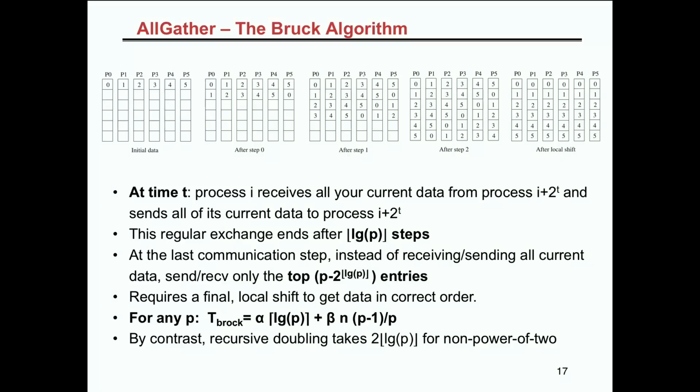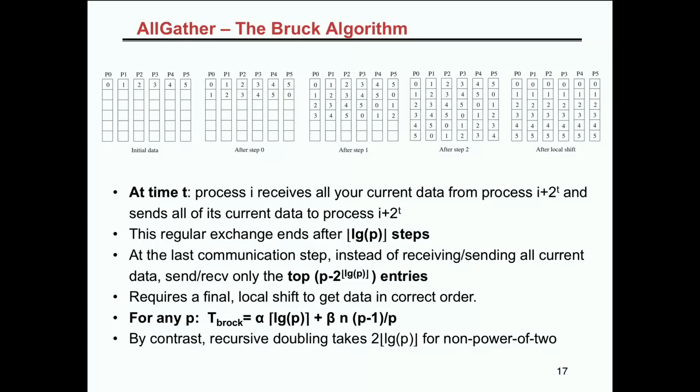In fact, this is a 6-process case, so it's already non-power of 2. After floor log P steps, you're done with your regular steps. Instead of receiving data of length 4, you only need data of 2 blocks in the next step. So you receive irregular size data, which is only order of 2 in this example, but formally it's this much data that you need to receive in the last step. Now all your communication is over after ceiling log P steps. Remember, ceiling log P is actually different from 2 log P. This is a little better.